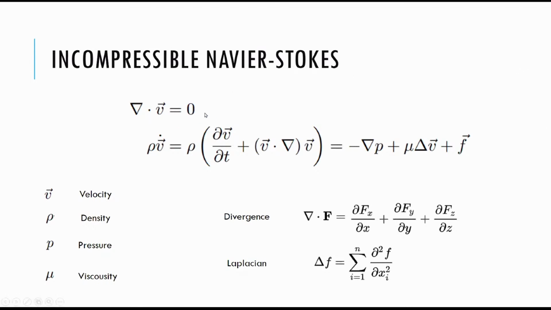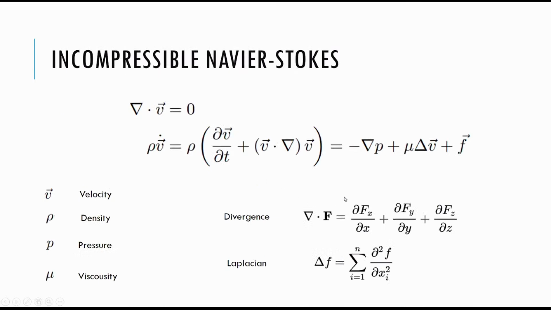So what are the variables here? We have our velocity field. We have our density field. We have pressure, which is a scalar at each point, and we have viscosity, which is just a constant. And I don't want to get too much into vector calculus in this presentation, but I think it's worth reviewing just these simple definitions because they'll keep popping up.